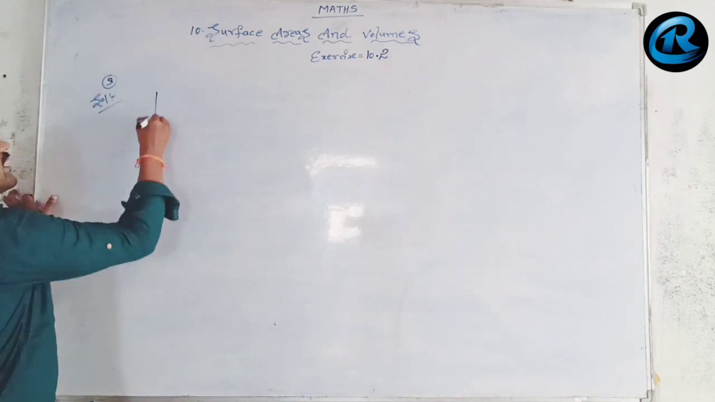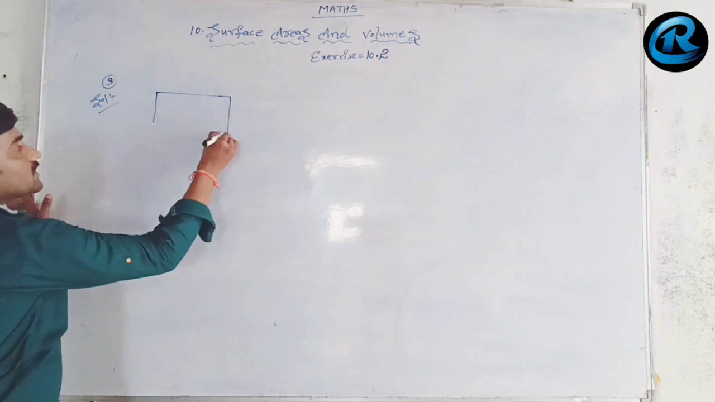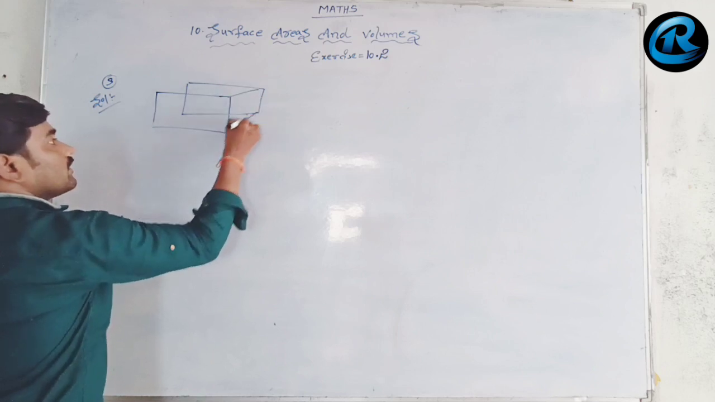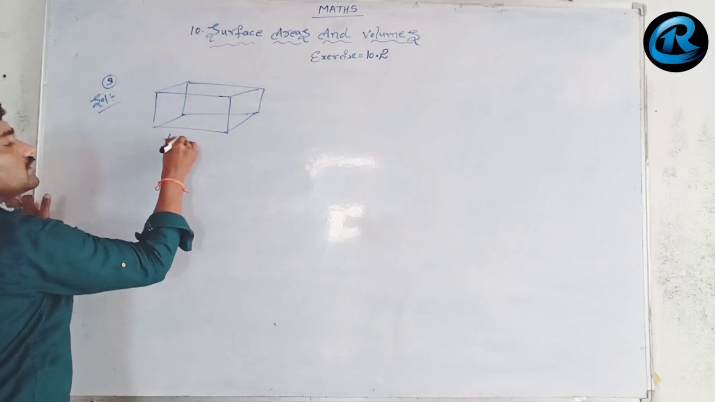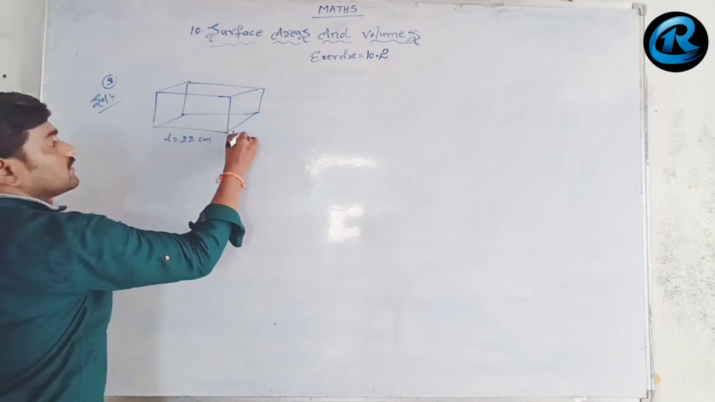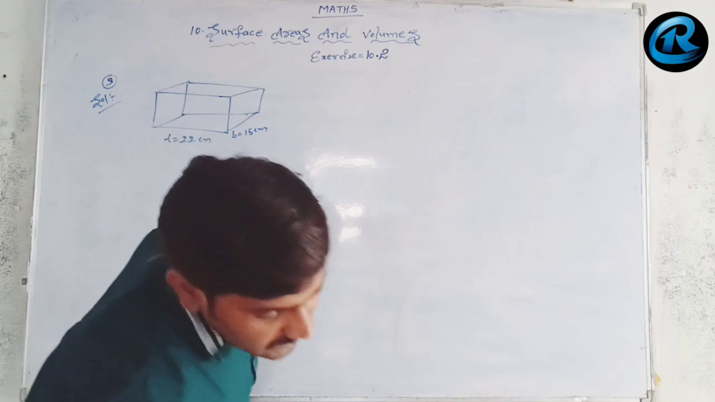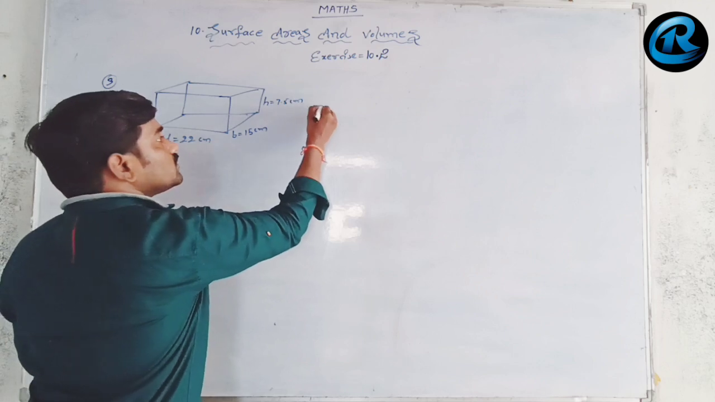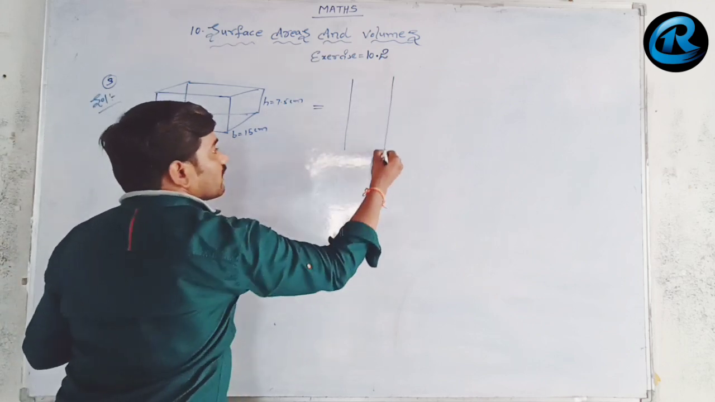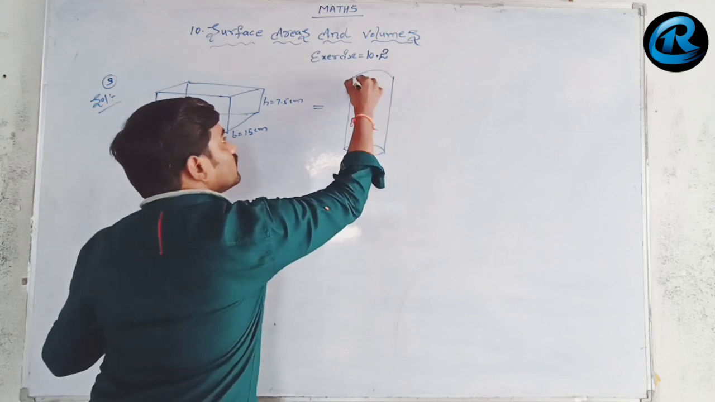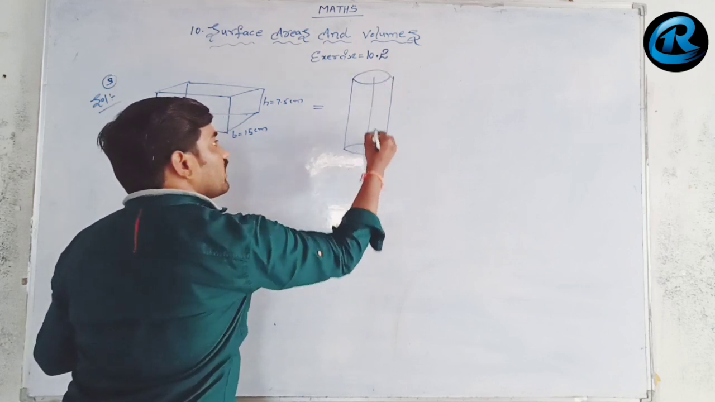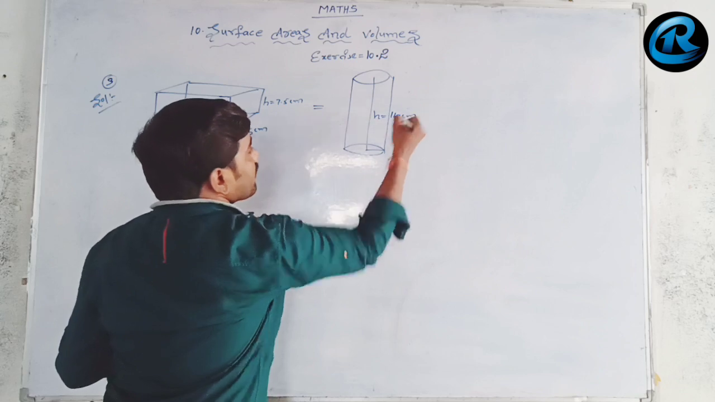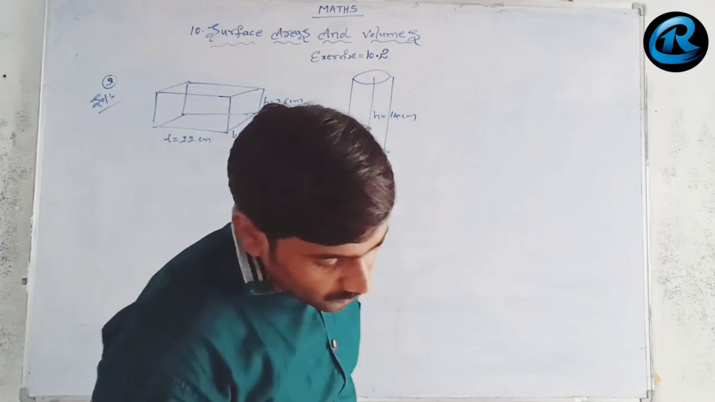So there was a metal shape of cuboid. A metal shape of cuboid of length 22 centimeters and breadth 15 centimeters and height is 7.5 centimeters. Recast into a cylinder of height 14 centimeters. Then what is the radius?